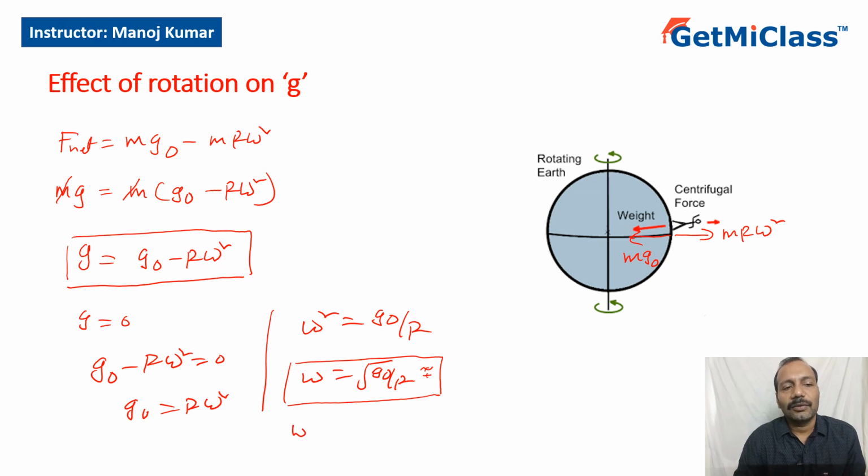So omega equal to, I'll write g naught as 10 meter per second square. R is 6,400 kilometers, so 6,400 into 10 cube. So this would be equal to 1 by 800 radians per second. This is what is angular velocity.